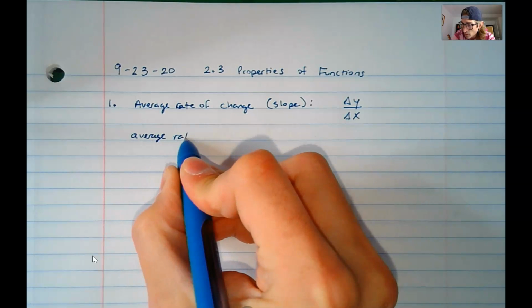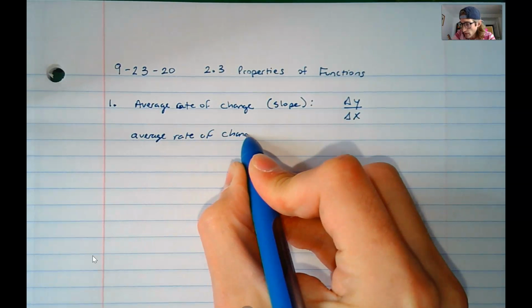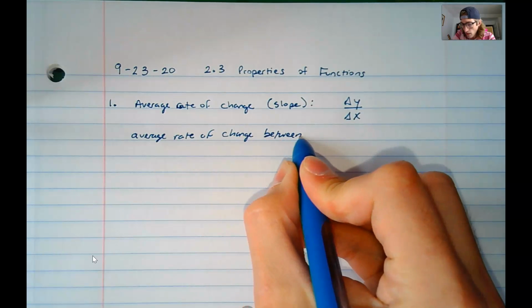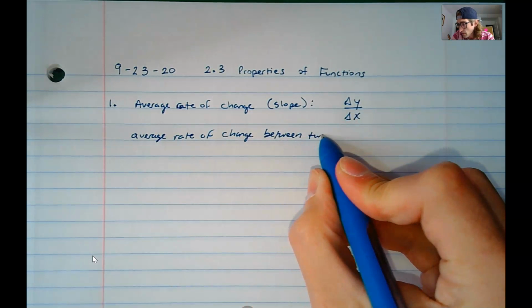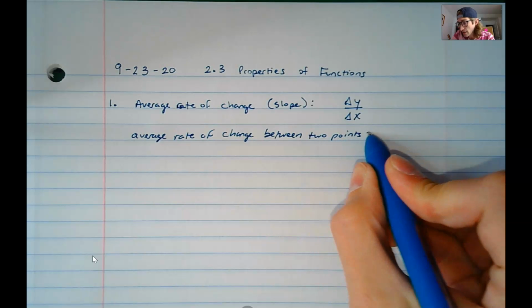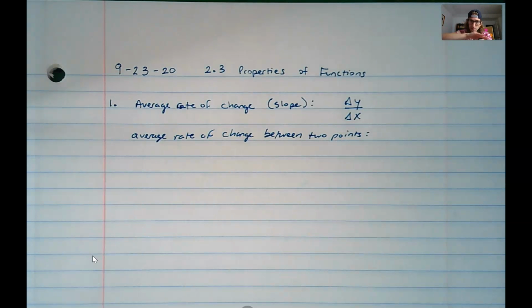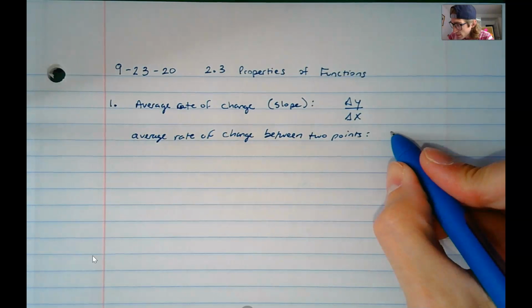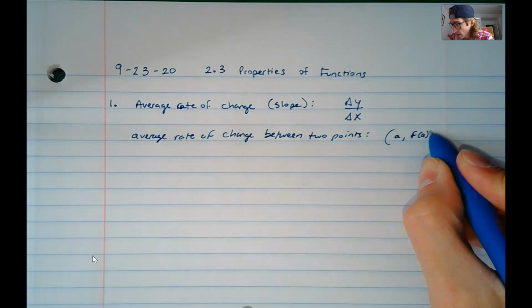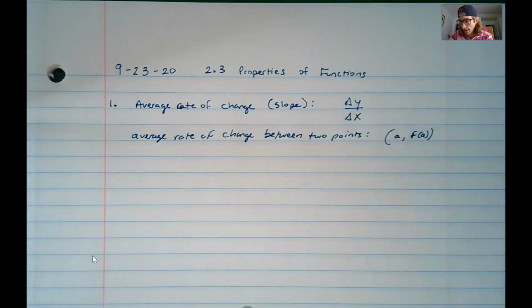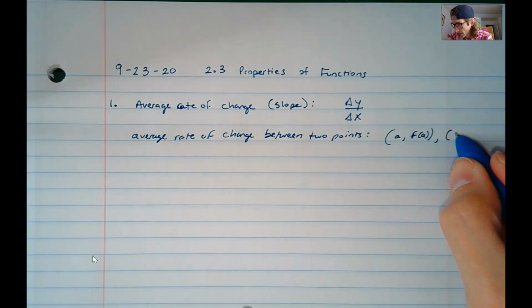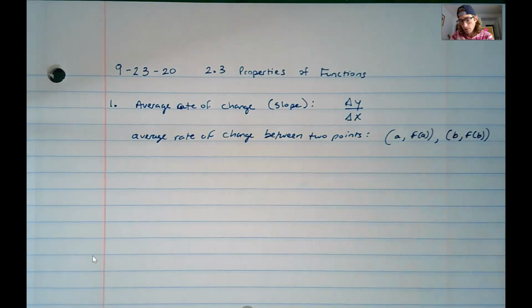But we can define the average rate of change between points. While other functions are not linear, we can take 2 points on them and draw a line through them. And the average rate of change is going to be the slope of the line connecting those 2 points. So let's take 2 points, a comma f of a, so meaning we have some x value a and we plug it into our function f, and then our second point b comma f of b. So another x value, plug that in also to get that y value.